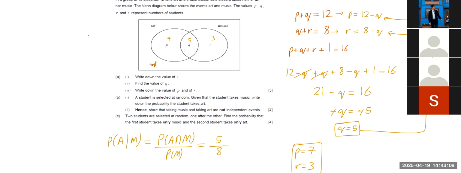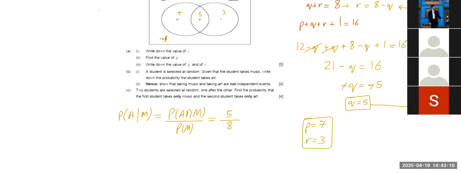Now, because we know the probability of taking art, given that you are taking music already, we need to prove that these two things are not independent of each other. So if two things are independent, what would be the case? For example, if A and M were independent of each other, what would this have to be equal to? What's the requirement for independence?